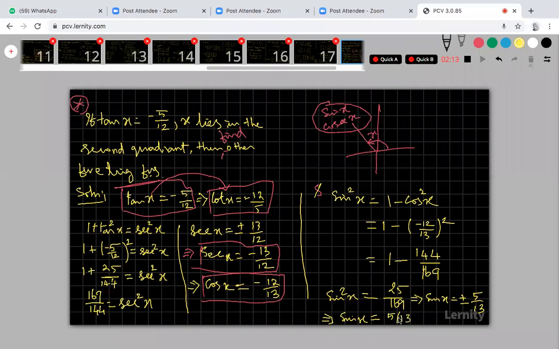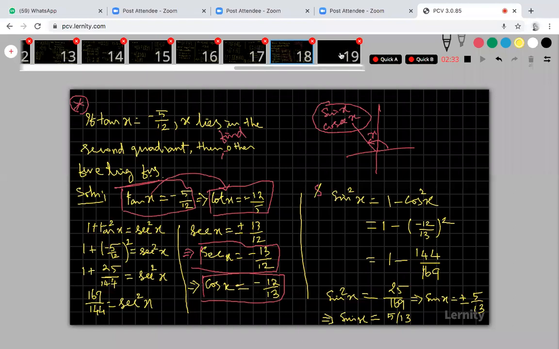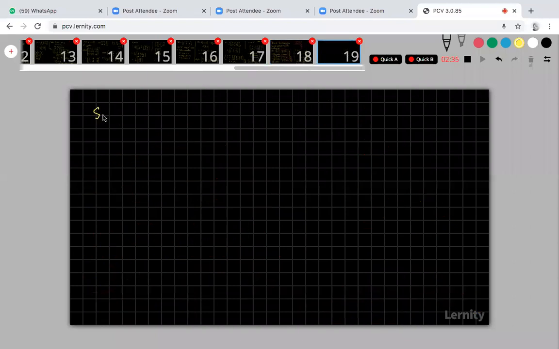Right. If sin x is 5 by 13, what about your cosecant x? Your cosecant x is nothing but the reciprocal of sin x. Reciprocal of sin x is 13 by 5. So your cosecant x is 13 by 5. So these are the 6 trigonometric functions. The same type of problem we have also discussed in previous classes. So your sin x is equal to 5 by 13, which implies my cosecant x is equal to 13 by 5.